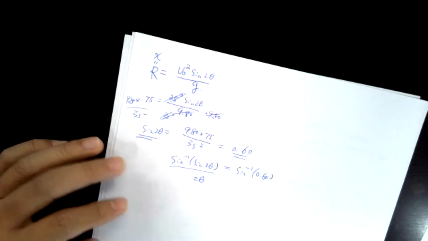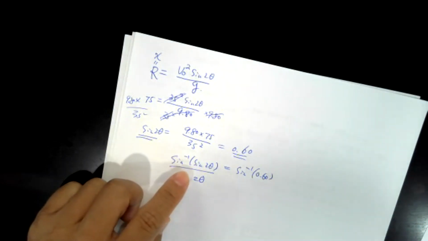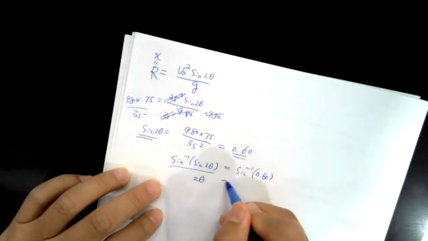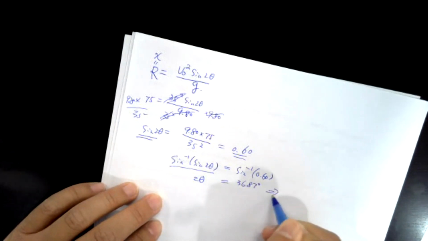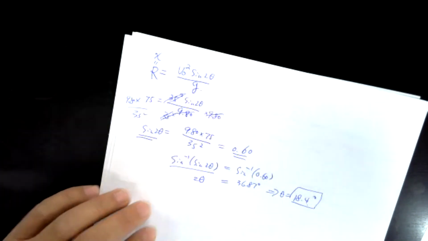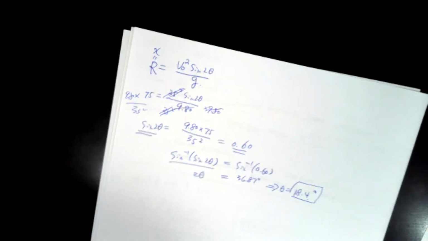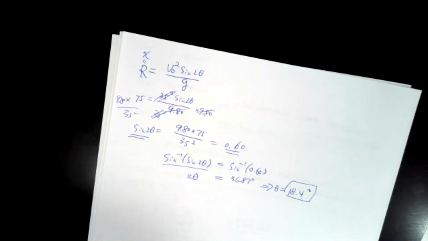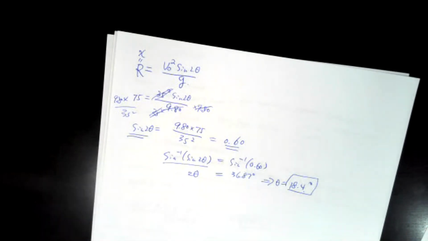For trigonometry, this is something like if you are doing plus and minus, so then get rid of it. This again is 36.87, which tells you your angle is 18.4 degrees roughly. So that's why we spent quite some time deriving the range equation in the previous problem. That means you can apply it directly here without doing it again.